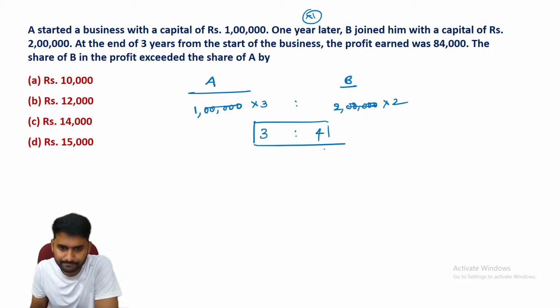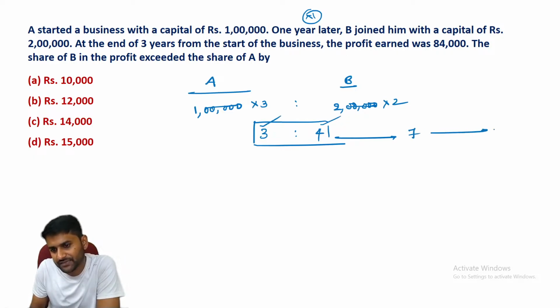3 is to 4. Now here the question: if the total profit is 7 units, A will get 3, B will get 4. 7 units become 84,000. 7 once is 7, 7 twelves are 84. Value is 12,000.